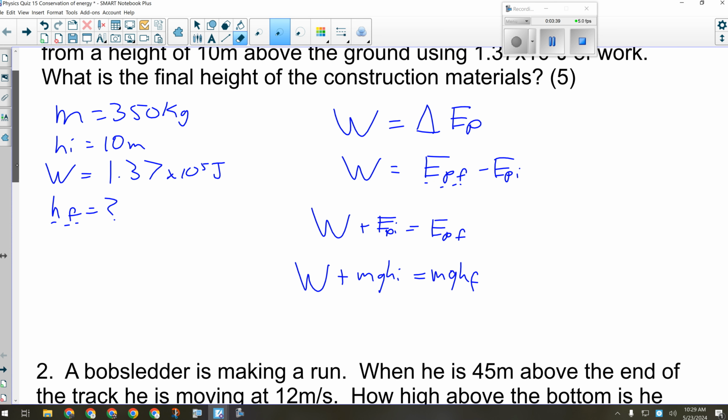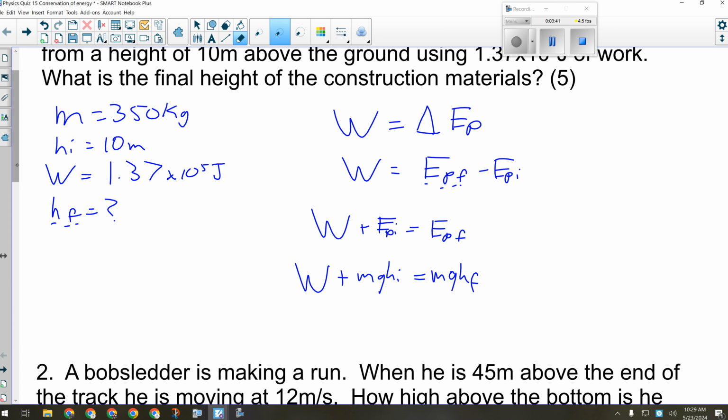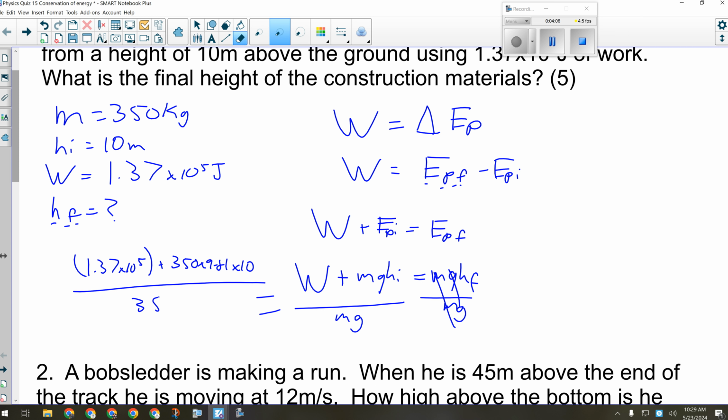All right, so I need to find H final. What do I do with M and G? Divide them over to the other side. That, again, does not cancel the M and G on the top. There's an addition-subtraction operation on the top. All right, so if I plug in my numbers, I'm going to have 1.37 times 10 to the 5 joules, okay, plus 350 times 9.81 times 10 meters, divided by 350 times 9.81.